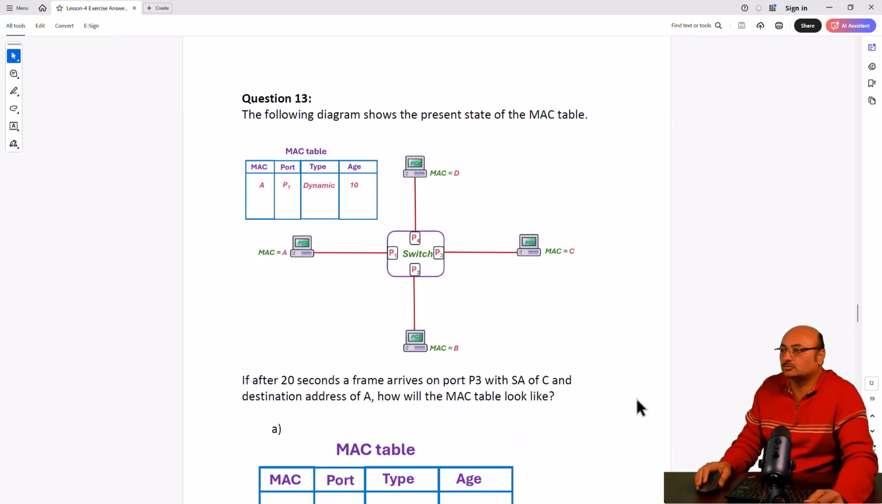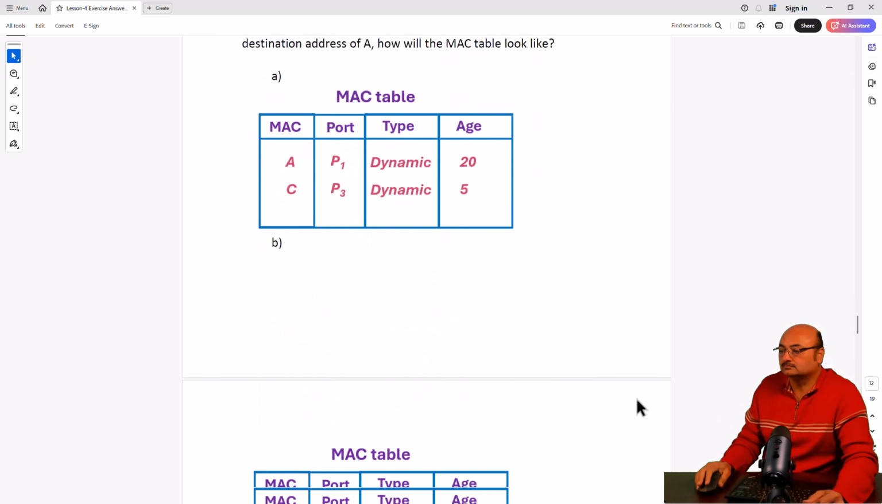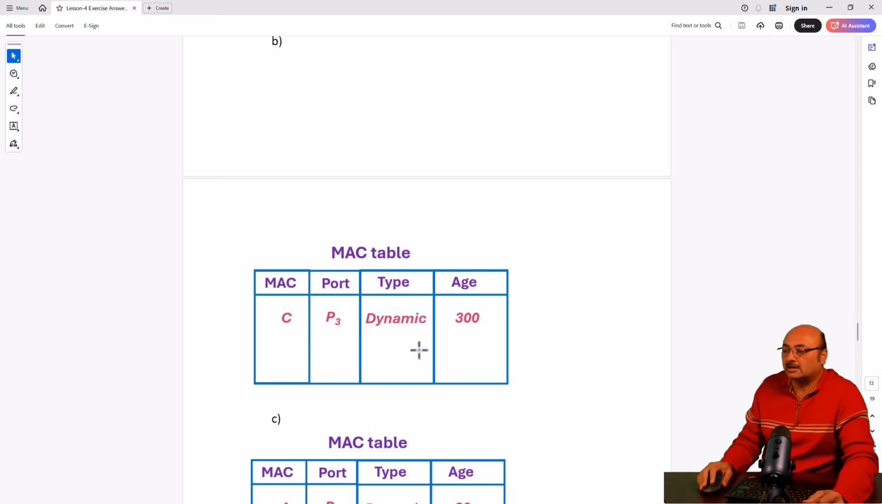The following diagram shows the present state of the MAC table. A is learnt on port P1 and the remaining age is 10 seconds. If after 20 seconds a frame arrives on port P3 with source address C, and it is not talking about any source address A, that means after 20 seconds this entry, whatever is in the MAC table, will get deleted, and then a new entry will be created for source address C on port P3 with timer equal to 300. So that is the answer. So the correct answer is B.